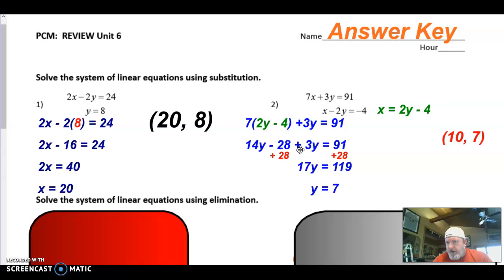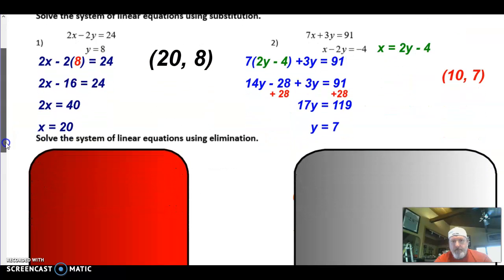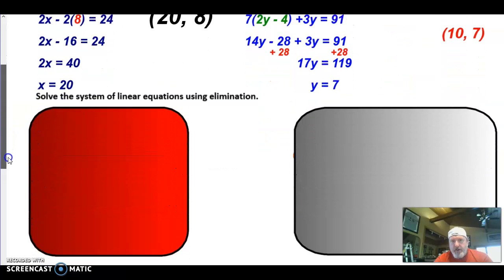Number 2, very similar, only we got to do a little background work here. This first one, we're going to solve for x. So we do that by moving the 2y over. Now that I know what x is, I can plug that into the first equation. That gives me everything in terms of y, and so y is 7. I'll plug y back into the original equation up here. So 2 times 7 is 14. 14 minus 4 will be 10. Alright, so start off with substitution.